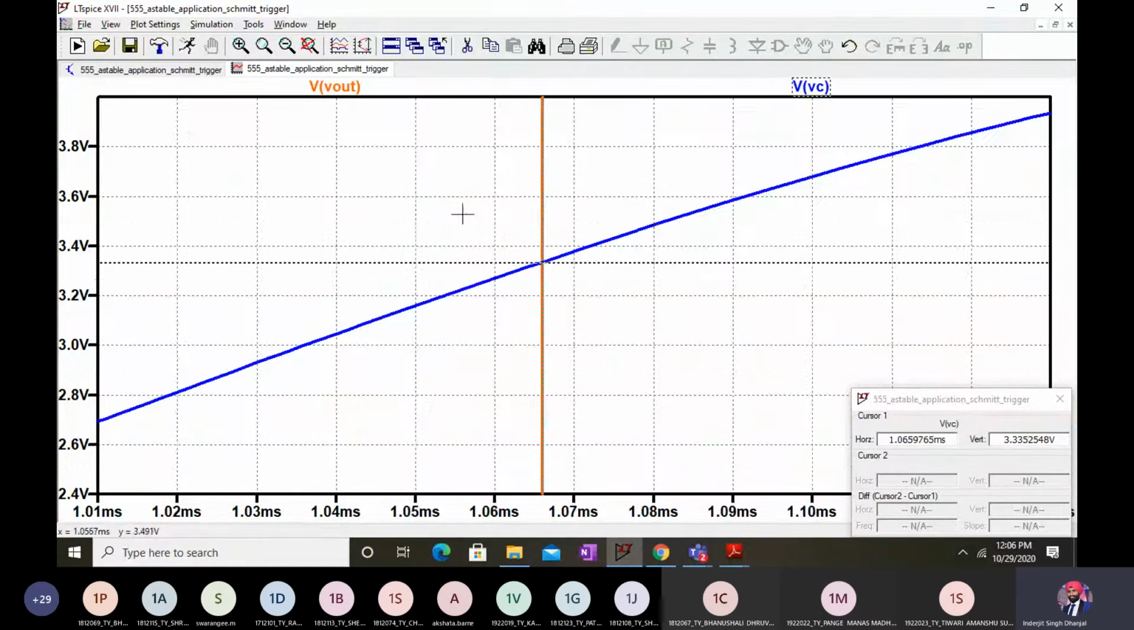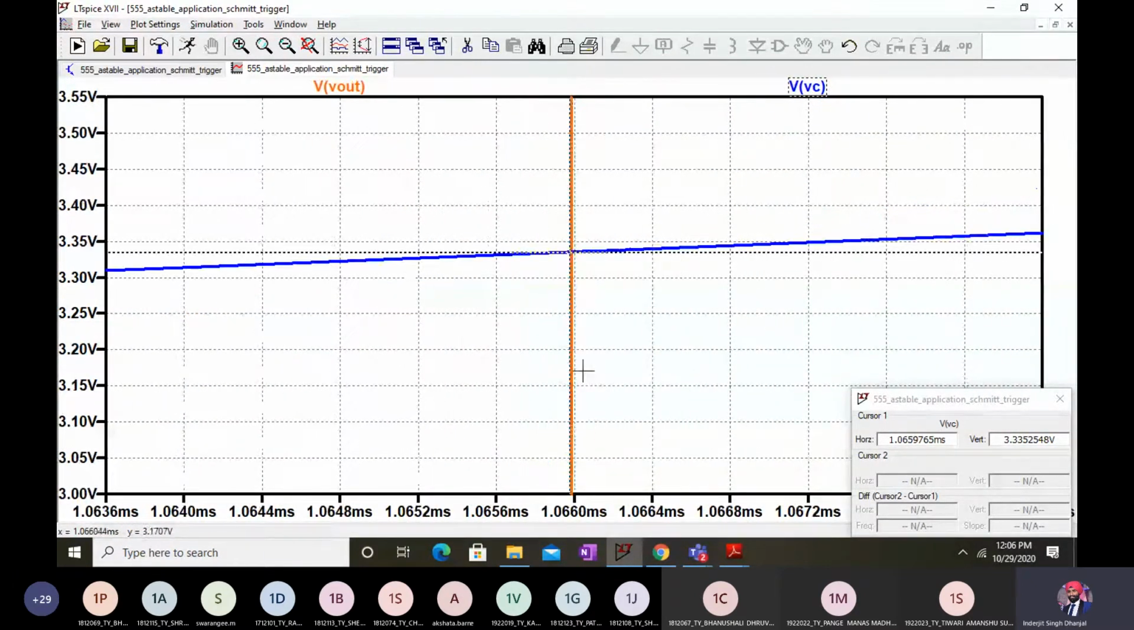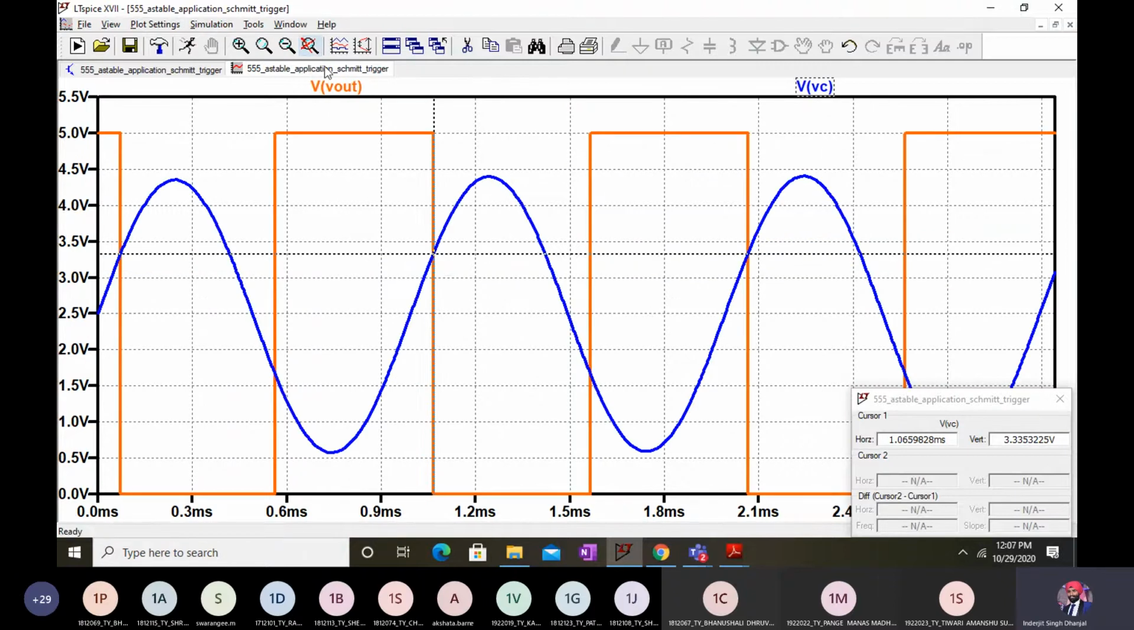Okay. Anyone have a guess how much it is? It is 3.33. And how much is 3.33? 2/3 of VCC, correct? If you do 10 divided by 3, it will be 3.33. That is 2/3 of VCC. Are you understanding this? And what is my lower triggering point? Let us check that.